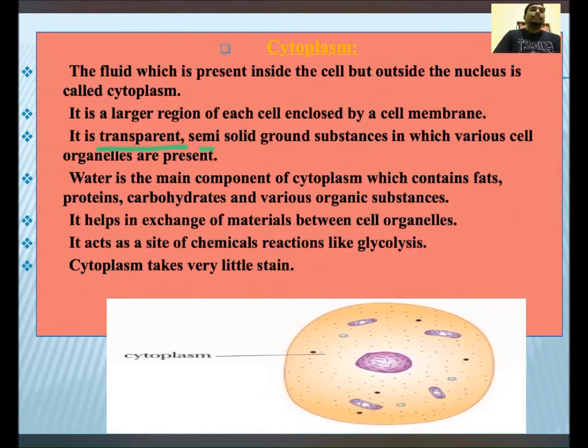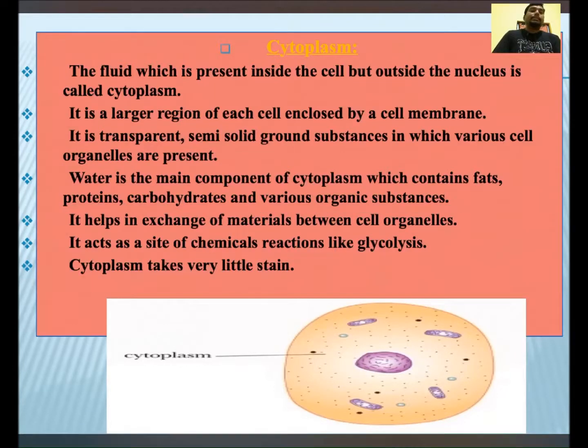Cytoplasm is a transparent, semi-solid ground substance in which various cell organelles are present, membrane-bound cell organelles. In prokaryotes there will be non-membranous cell organelles. Water is the main component of cytoplasm, 70 to 80% is water itself, and it contains fats, protein, carbohydrate and various organic substances.